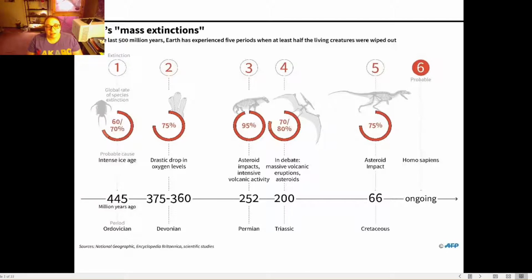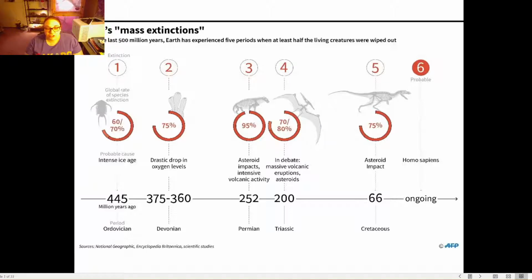But there's also a lot of speculation that we're in our own mass extinction right now. And even though some of the other mass extinctions have debatable origins, there's really no question as to what's causing the 6th mass extinction. Humans are the cause.